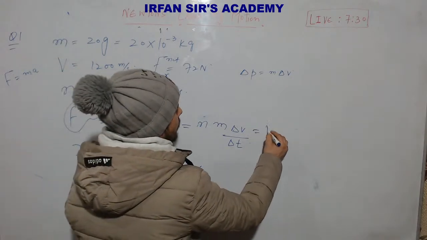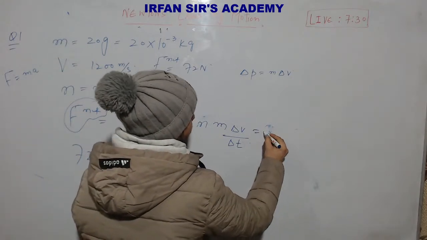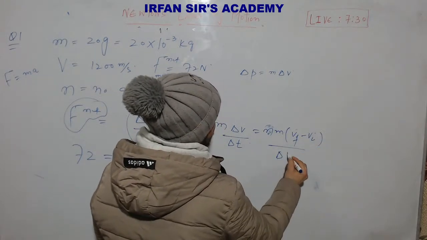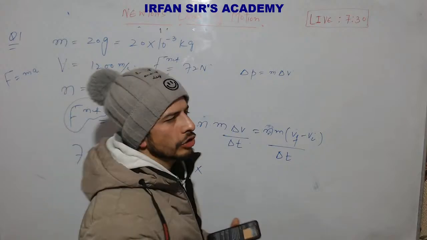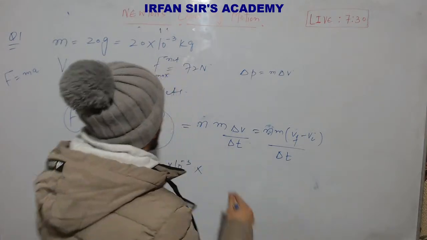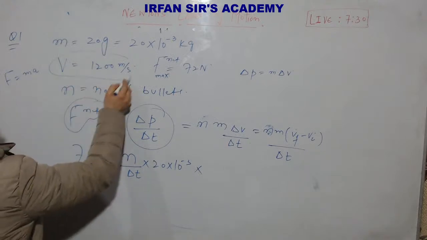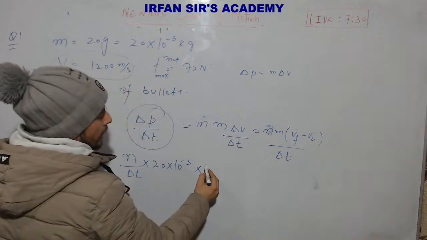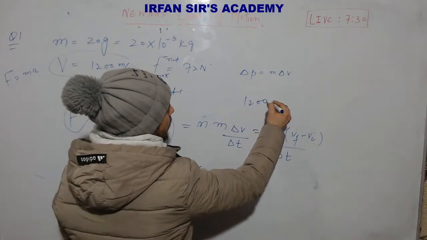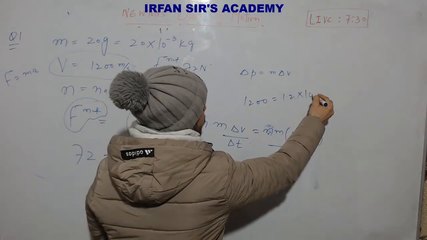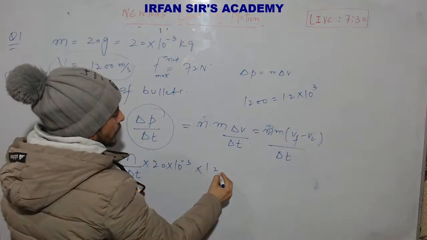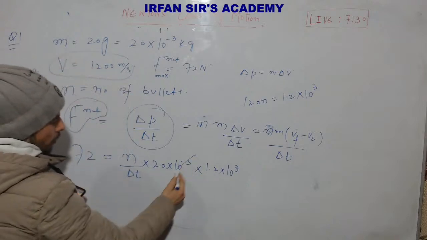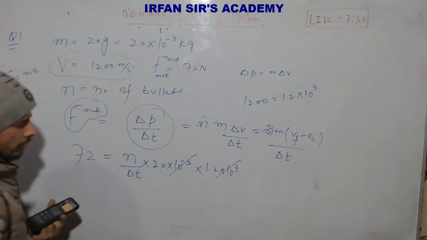We can write n into m into v final minus v initial upon delta t. The initial velocity of the bullet is 0. The final velocity is 1200 meter per second. So the change is 1200 minus 0, that is 1200. I can write 1200 as 1.2 into 10 to power 3. The 10 to power 3 will cancel out with 10 to power minus 3.